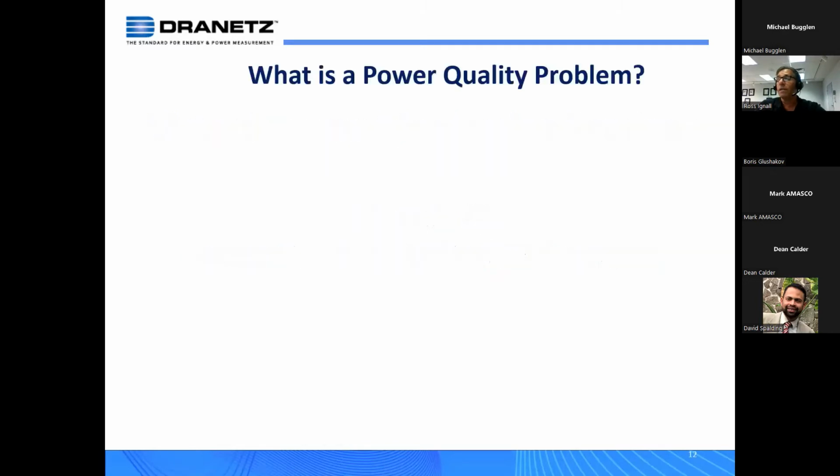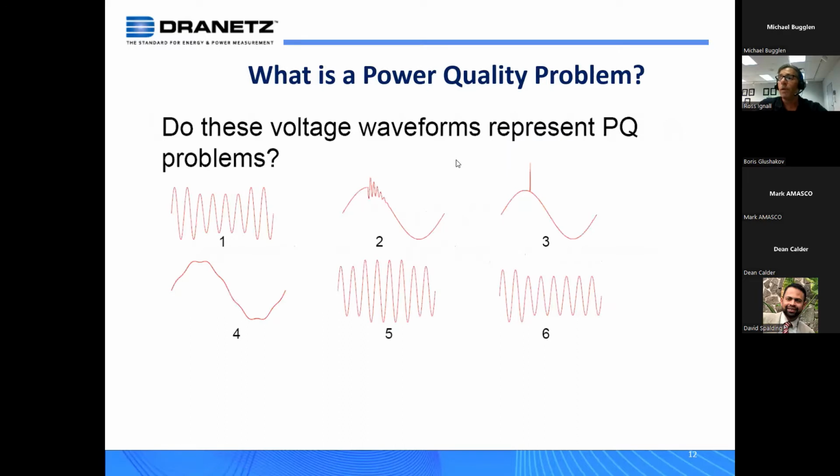The first thing is to define what really is a power quality problem. A lot of textbooks don't really define that. So really, a PQ problem is: do these wave shapes that can occur regularly affect your systems? Do they represent a problem for you?